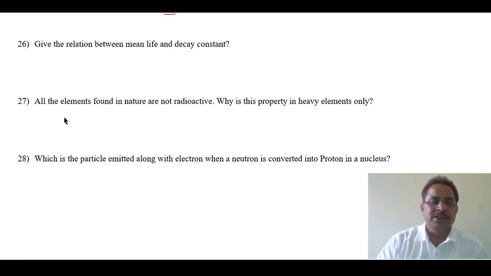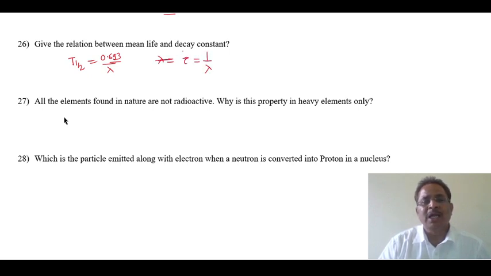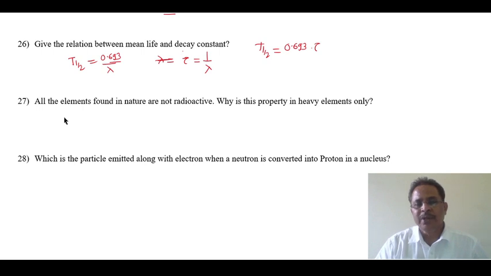As we know, the half-life T half is given by 0.693 upon lambda, where lambda is the decay constant. The mean life, for which the symbol is tau, is given by 1 upon lambda. Therefore we can connect these two. I can write T half is equal to 0.693 times tau, where tau is the mean life, or the mean life is equal to T half divided by 0.693.